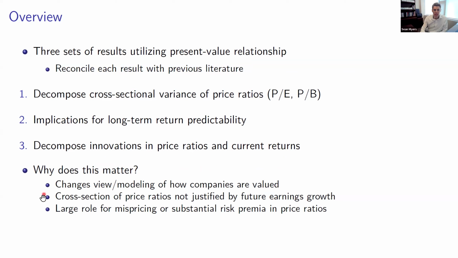What the results show is that the cross-section of price ratios is not justified by future earnings growth. Instead, if we're thinking about these price ratios, there needs to be a very large role for either mispricing or substantial risk premia when evaluating price ratios. And I'll talk a little bit about models to really emphasize that it's quite difficult to justify that 75% of differences in price earnings ratios just comes from differences in, say, risk premia or risk exposure.